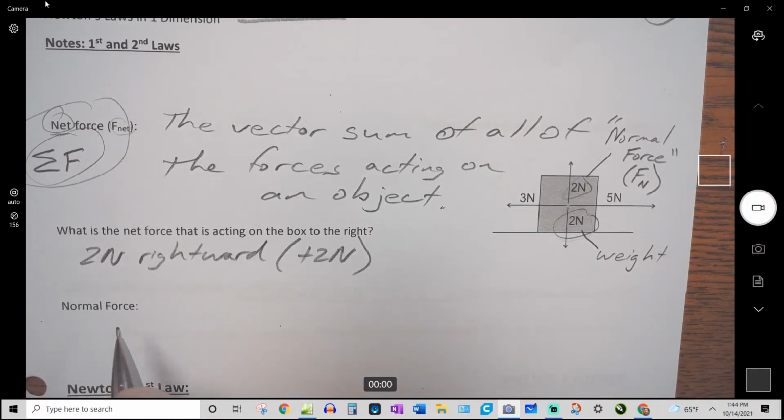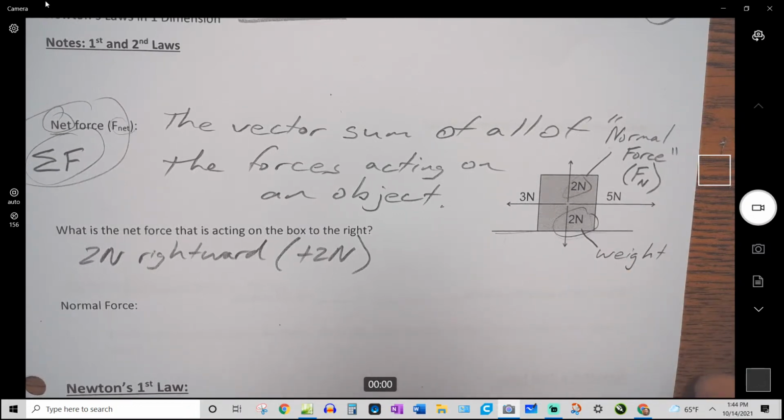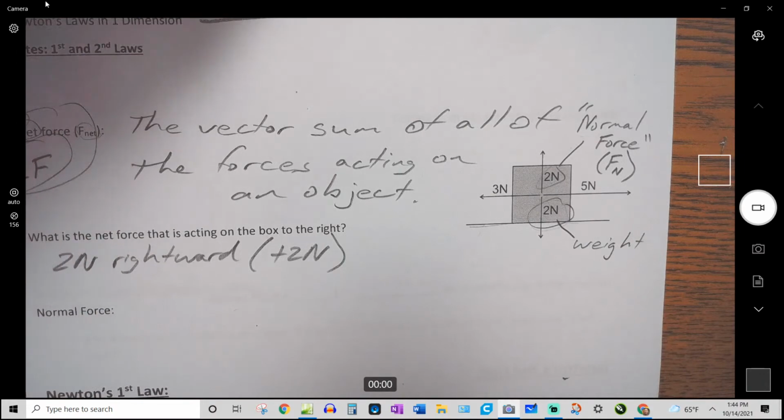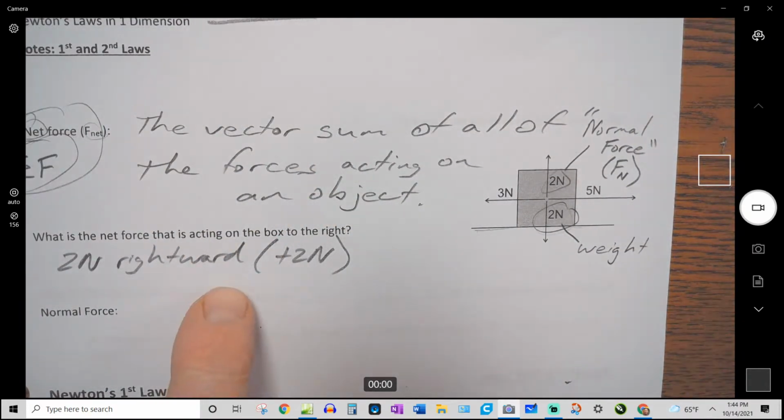So the normal force is a force exerted by a surface, like the surface of my desk is exerting a normal force on the paper. My paper is exerting a normal force on the mouse. It's the force exerted by a surface perpendicularly to the surface against something that is sitting on the surface. So here's what I'm going to write. The force exerted perpendicularly outward by a surface.